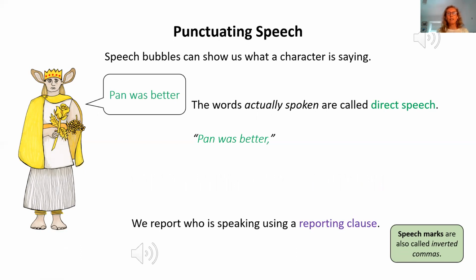Also, we need to write who's saying the words. So this is known as the reporting clause. And you can see on the PowerPoint that it's in purple. Okay, so the reporting clause is King Midas. That's who spoke the words.